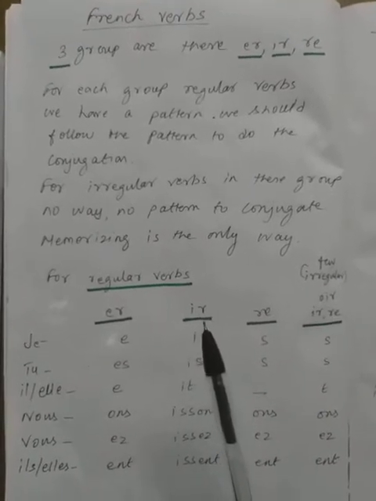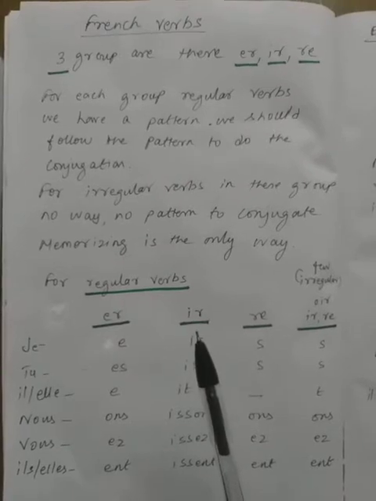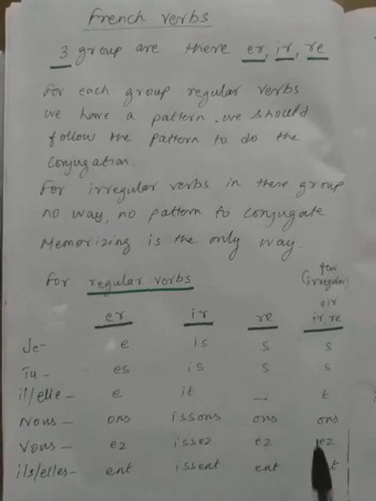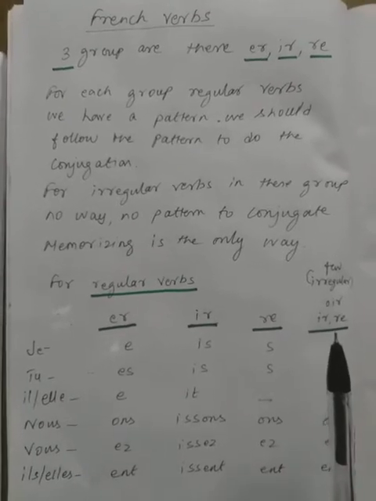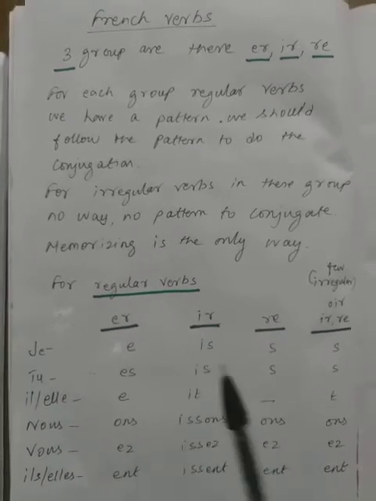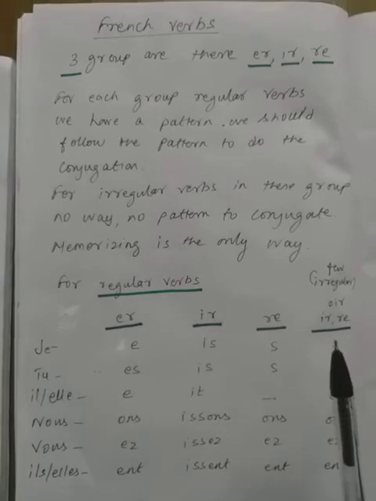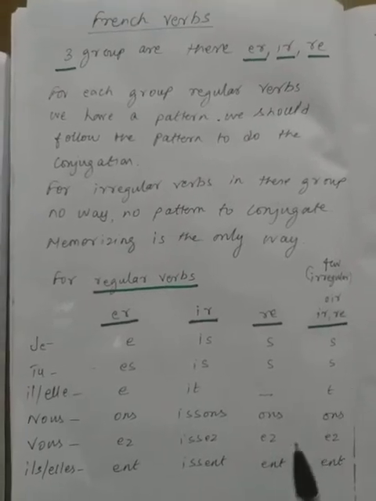Some verbs in IR or OIR, some few verbs. For that, I have written a separate column. Only three are there. This is separate for a few irregular verbs. Same group only, but for a few, you have to follow this pattern. If you know that pattern, it will be easy.